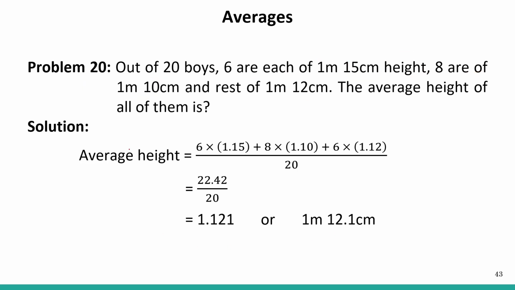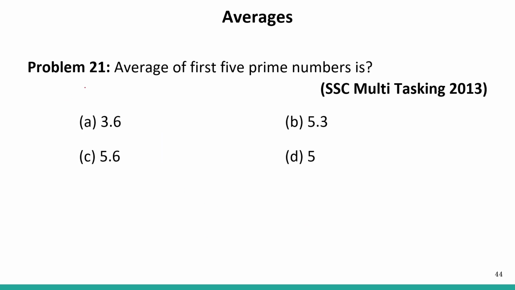Let's see. So average height will be 6 into 1.15 plus 8 into 1.10 plus 6 into 1.12, whole by 20. So it is nothing but 22.42 by 20. If you divide this, what we are left with is 1.121. Okay, or it is 1 meter and 12.1 centimeter. So let's see problem number 21.